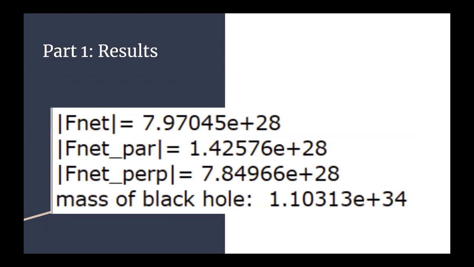And here's our results. We found our F net, which is 7.97 times 10 to the power 28. We've got our F parallel, which is 1.4 times 10 to the power 28, and our F perpendicular, which is 7.8 times 10 to the power 28, and the mass of our black hole, which is 1.1 times 10 to the power 34.